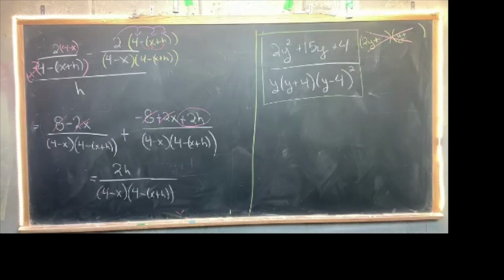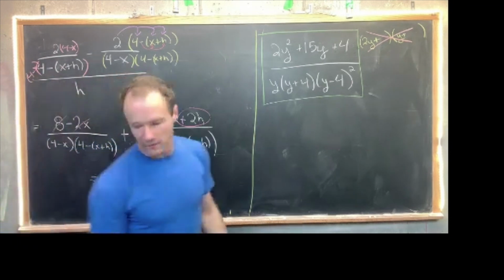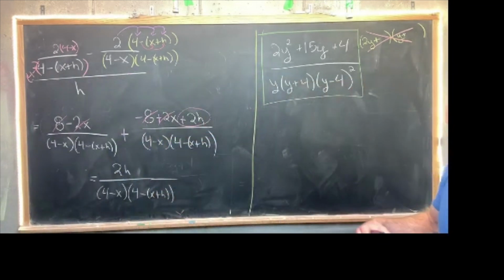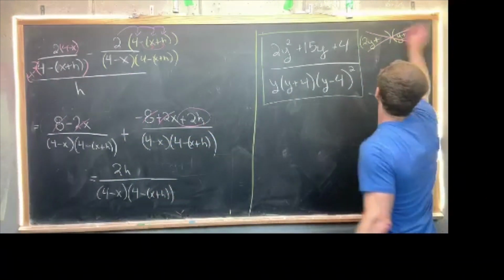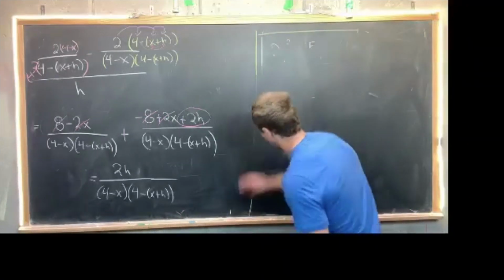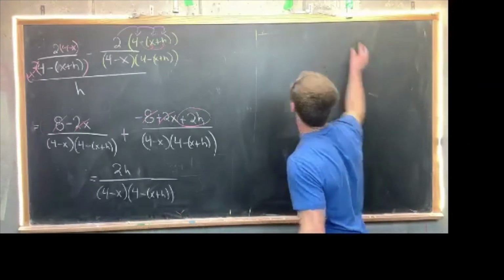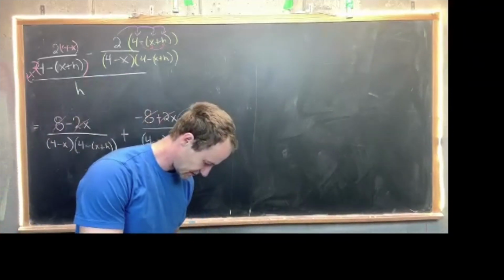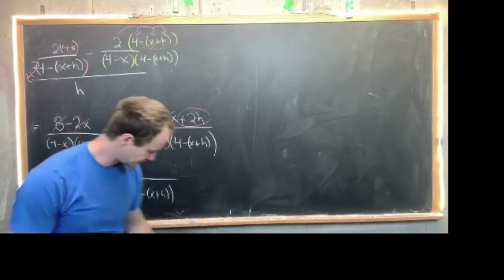So again, the game here was we simplified what was happening in this numerator. So let's maybe look at a couple more, just simplifying these expressions, and then we'll move on to solving equations involving rational functions. So in other words, like rational equations. Okay, let's maybe look at this one.